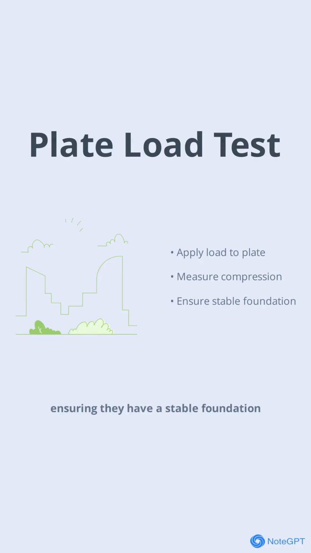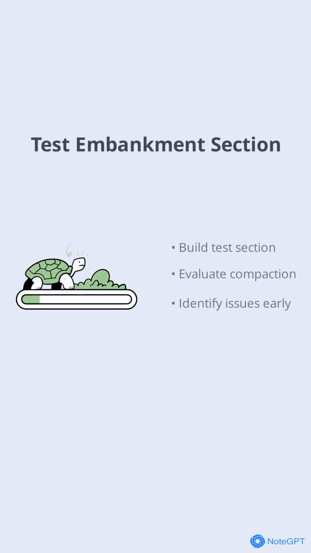Constructing a test embankment section allows engineers to evaluate the compaction and stability of the fill before proceeding with the full project. This small-scale test helps to identify any issues with materials or construction methods, allowing for adjustments to be made early on. Successful test sections provide confidence that the main structure will perform as expected.